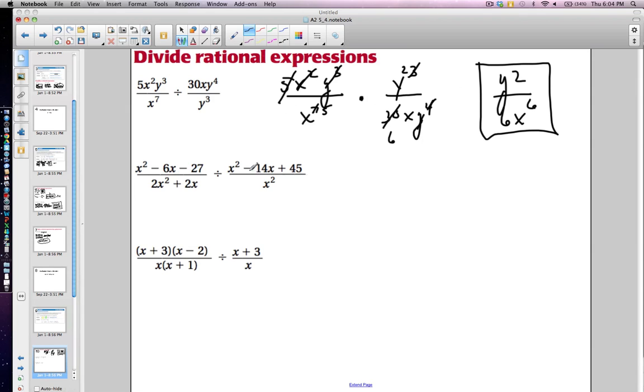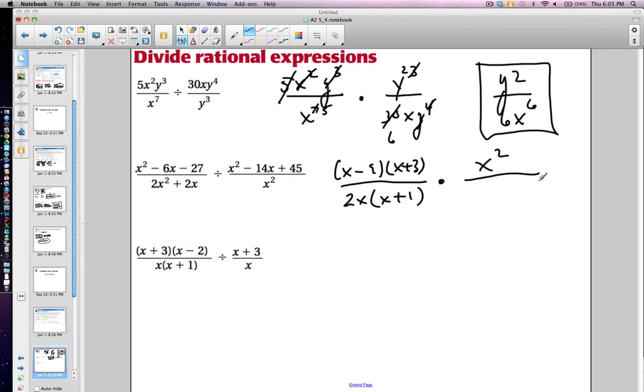I'm going to go ahead and divide, or factor and invert at the same time. Okay, so I want factors of 27 that have a difference of 6. That's 9 and 3. So it's x minus 9 times x plus 3. And I can factor a 2x out of each of these. 2x times x plus 1. Times, I'll have x squared in the numerator.